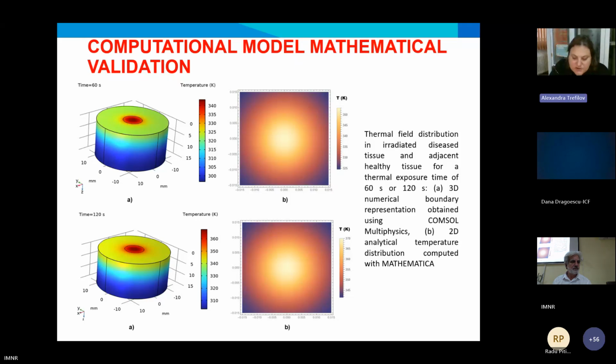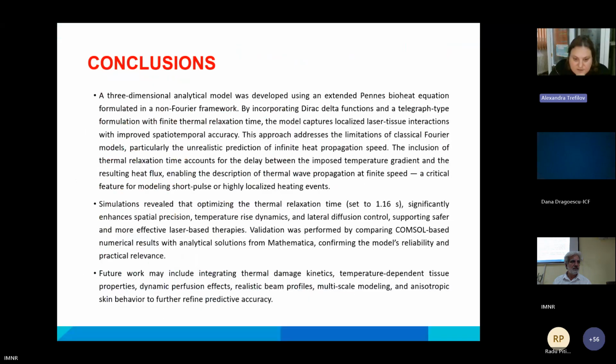Despite differences in dimensionality, 3D in COMSOL versus 2D in Mathematica, the temperature contours follow a similar pattern. This suggests that the analytical model successfully captures the key physical behavior seen in the numerical simulation. Please go to the next slide, to the conclusions.